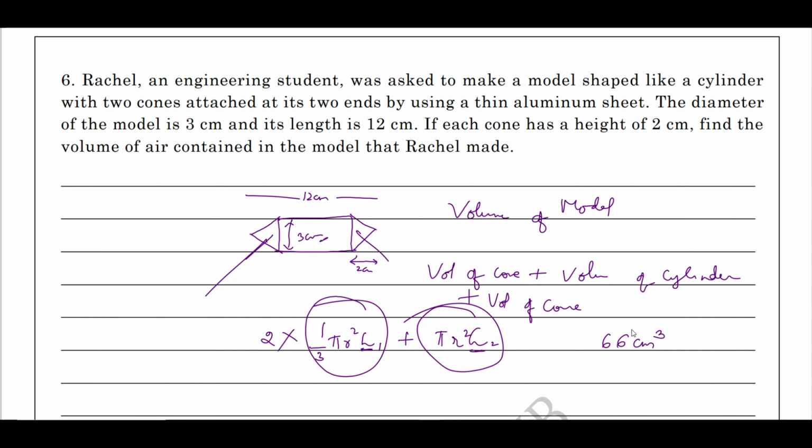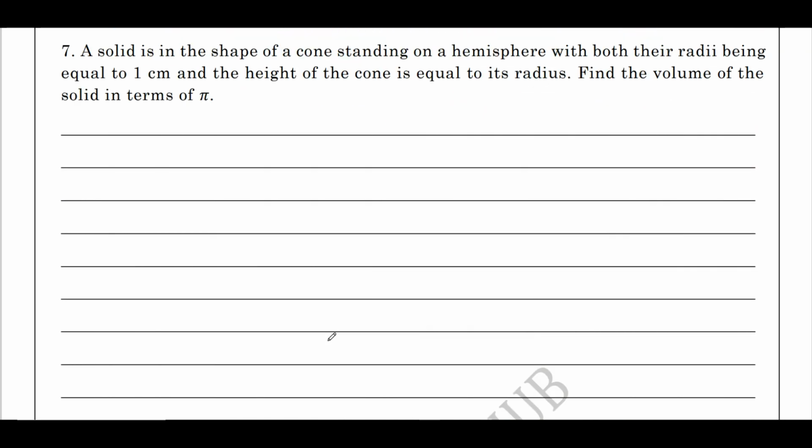Very simple. First find out the volume of the cone and multiply it by 2, and find out the volume of the cylinder and add it, you'll get the answer. But don't try to substitute the value of pi at the beginning itself, try to substitute the value of pi at the end. Students, hopefully the problems we are solving are helping you.